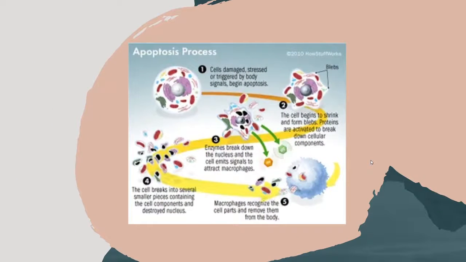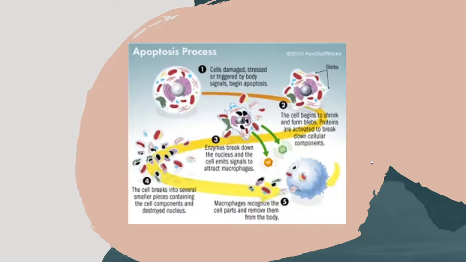This picture summarizes the apoptosis process. The first step is that the cell is damaged, stressed, or triggered by body signals, and apoptosis begins. In the case of development, there are axons neurons. Step 2, the cell begins to shrink and form blebs. Proteins are activated to break down the cellular components.